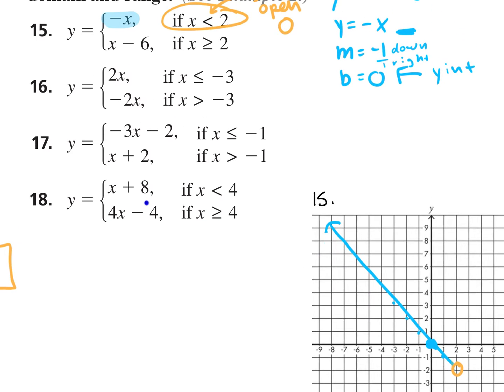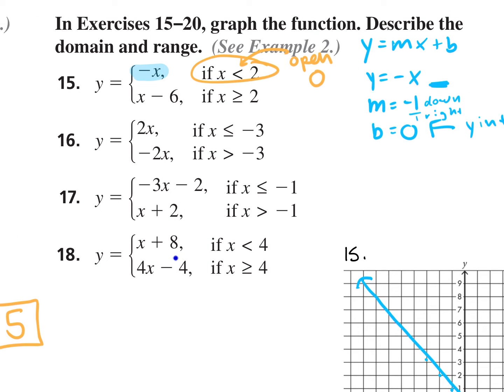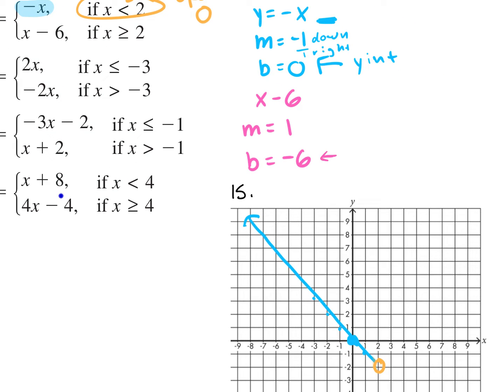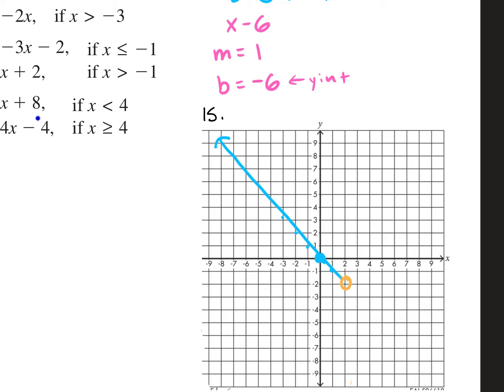All right, let's draw the next piece. So I have x minus 6. What is my slope? 1. What's my b? Negative 6. So we always start by graphing the y-intercept, which is negative 6. So it's the same as our b. So I'm going to put a point at negative 6.